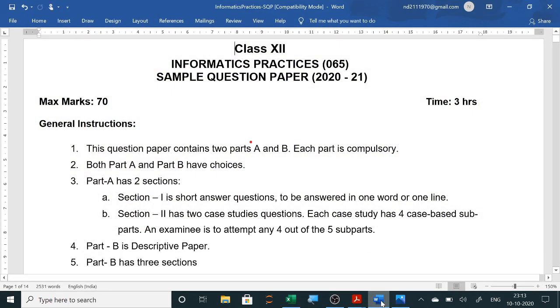Now in this question paper you have seen how they have written, that is 2 parts are there having choices, and in these 2 parts, part A is having 2 sections. So in this part A, that is section 1, you have to answer in 1 word or 1 line, and here 1 mark each question is there. So in section 1 you have to attempt 15 questions. So we will go through the questions now.